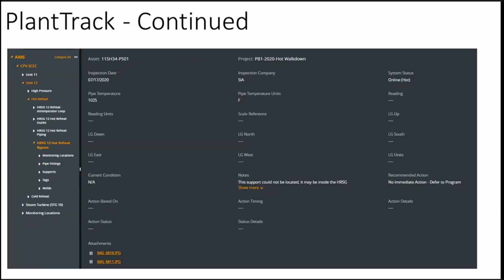The other good thing is you can dial in. Okay, so during our last failure, the unit 12 hot reheat bypass, I want to look at, let's say, monitoring locations. Then I didn't put the image, but you have images of exactly what you're looking at, of any defects. Any reports can come to this attachment here, so it's for quick reference.